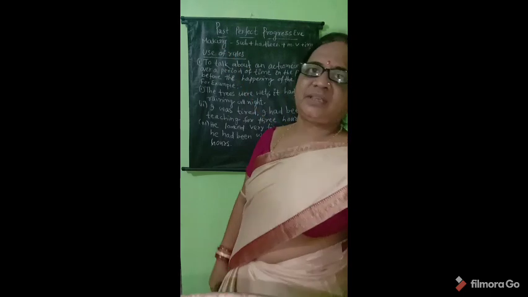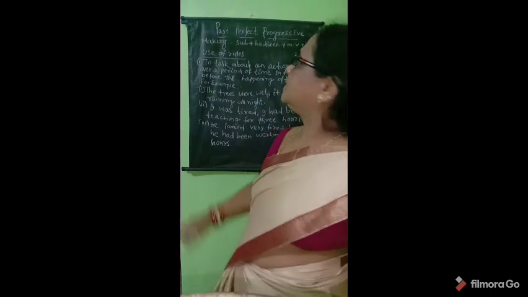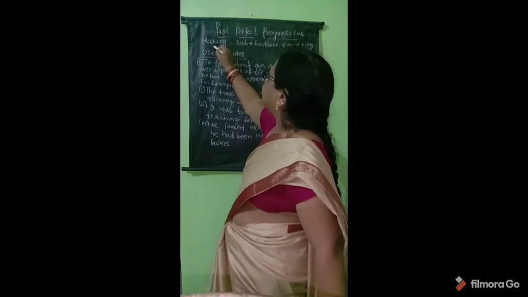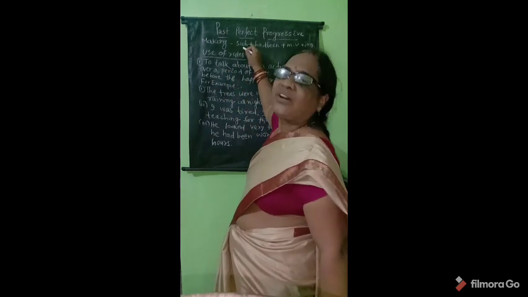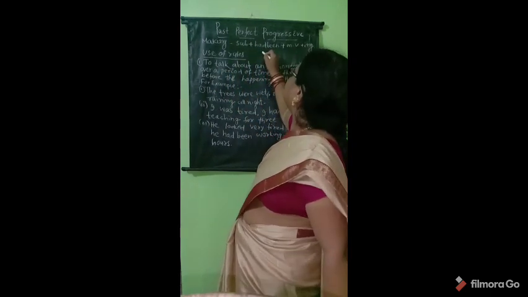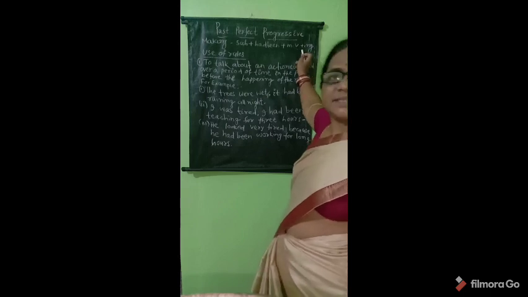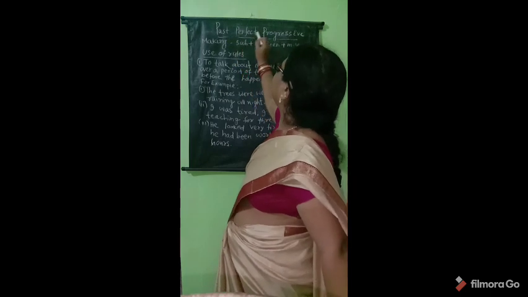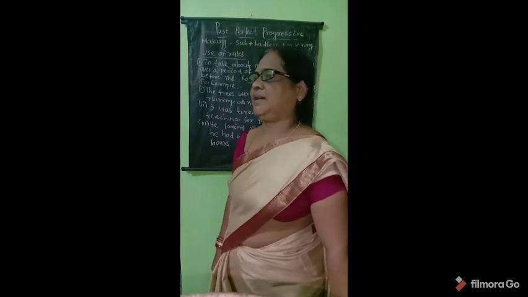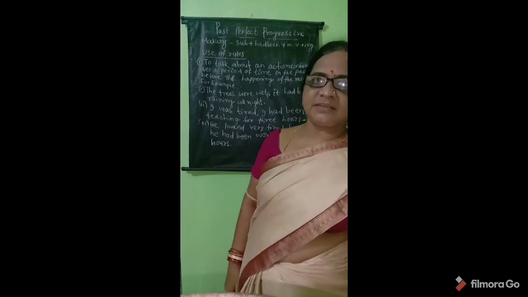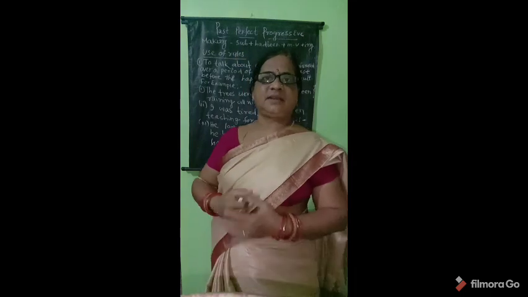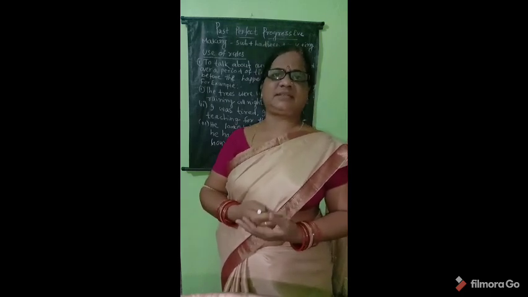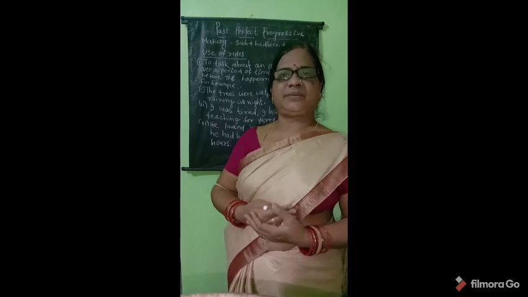How do we make a sentence by using the past perfect progressive tense? Do you know its making, students? There is subject plus had been plus main verb plus ing. This is the making of the past perfect progressive tense of the verb. Subject, the head word of the sentence, that is any name, any person, thing, anything. A pronoun or noun.